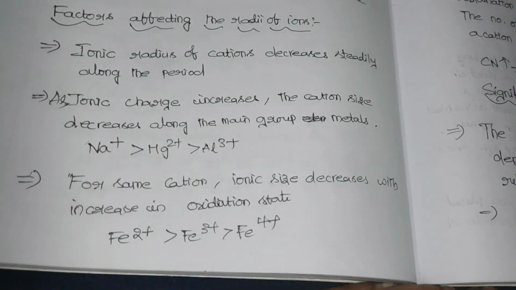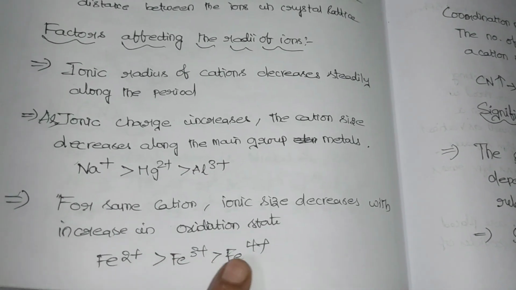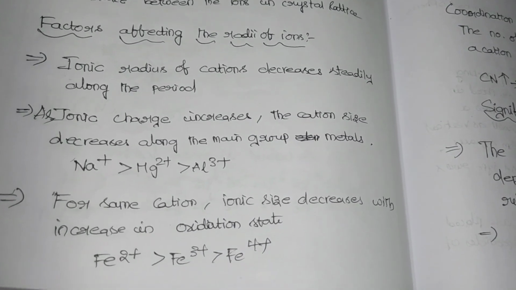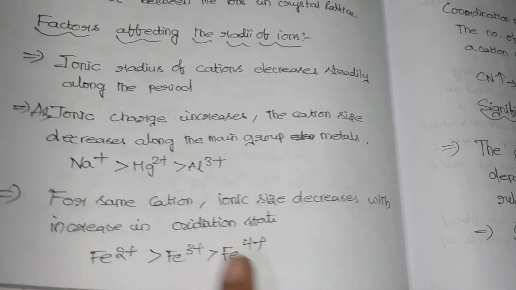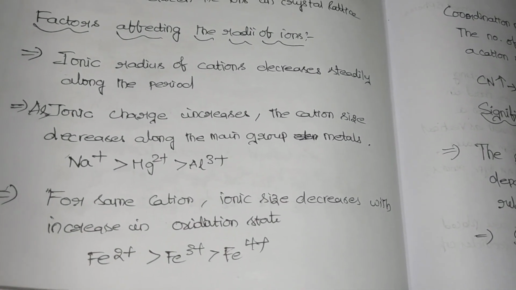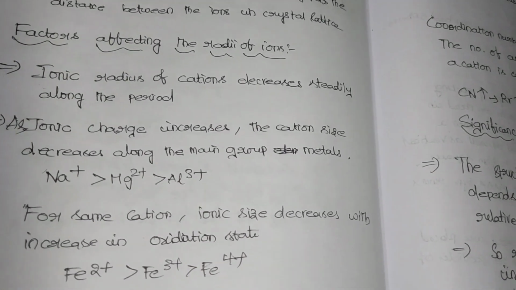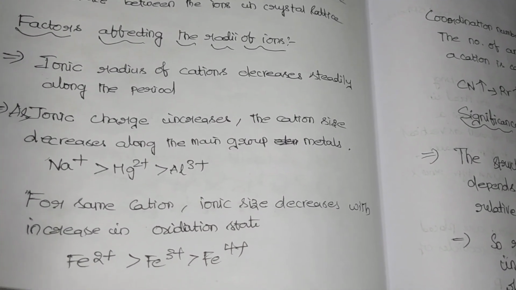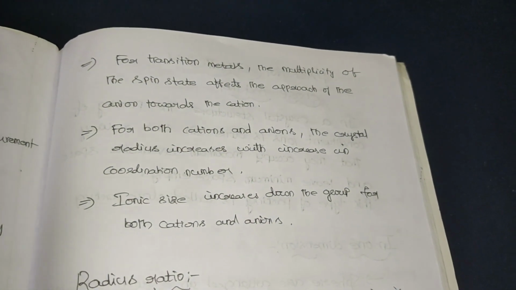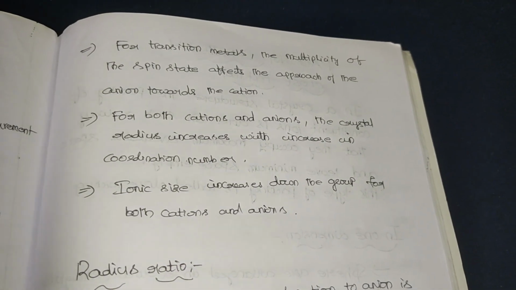If we take the same cation, here also ionic size decreases with the increase in oxidation state. With the increase of charge or oxidation state, the cation size will decrease. So the same iron in 2+ is a little bigger than Fe3+, and compared to Fe4+ there will be a decrease in the cation, so ion size. Then for transition metals, the multiplicity of the spin state affects the approach of the anion towards the cation.